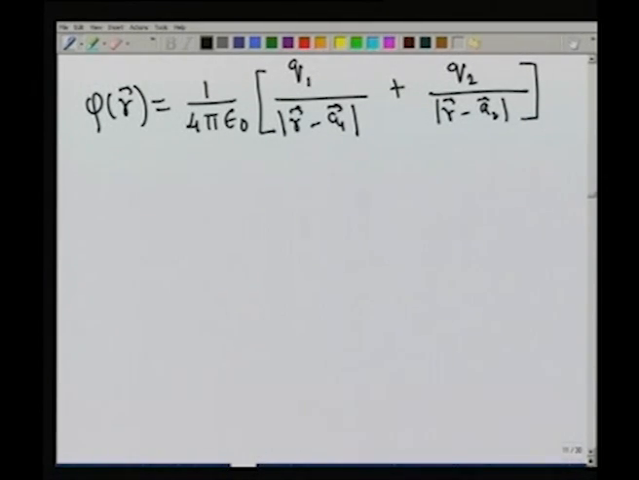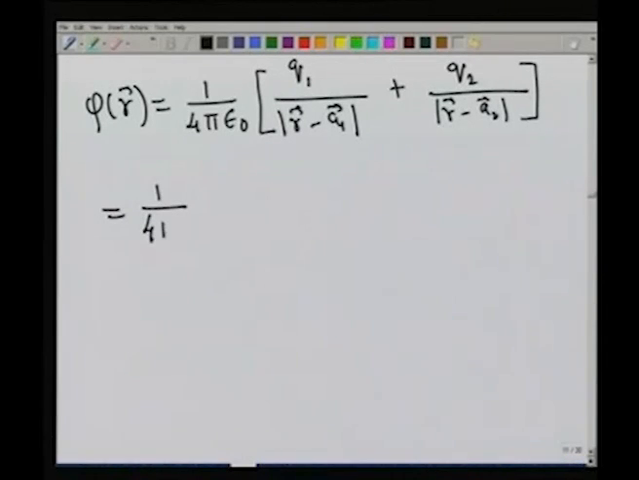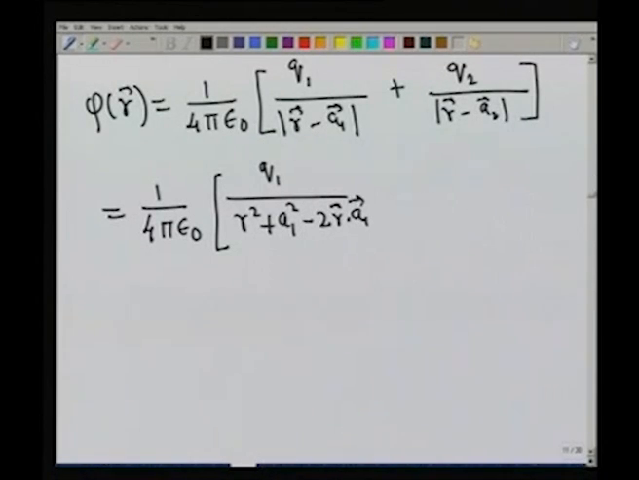So I don't have to display any figure or any such thing for you. Let me write down the solution. This is nothing but 1 over 4 pi epsilon naught divided by q1. Let me expand the expression for mod r minus a1, that is nothing but r squared plus a1 squared minus 2 r dot a1. This is the distance squared between the point r and the point a1.